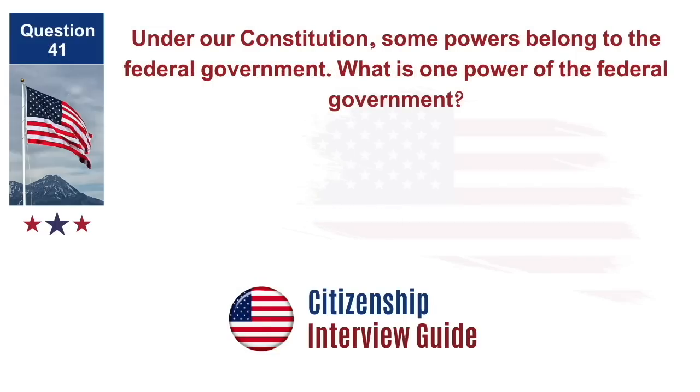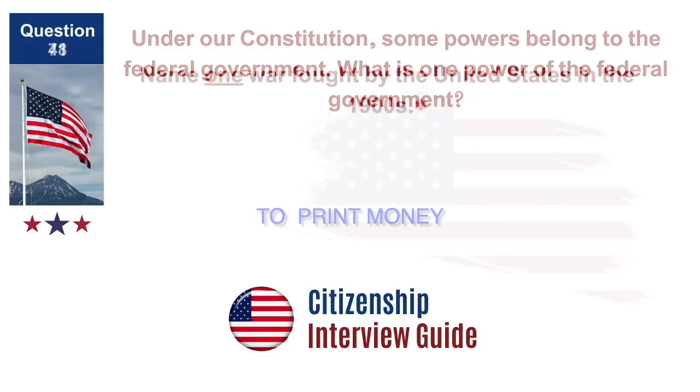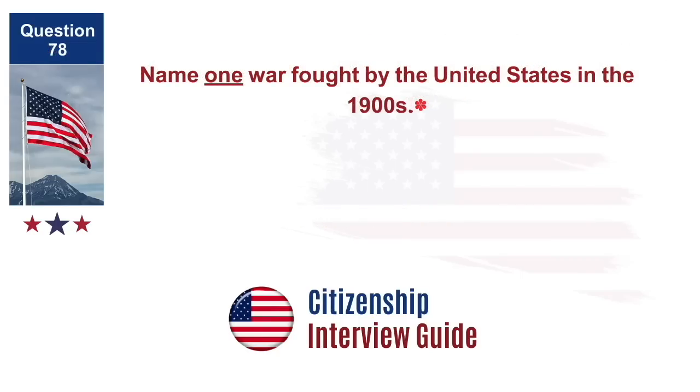Under our Constitution, some powers belong to the federal government. What is one power of the federal government? To print money. Name one war fought by the United States in the 1900s. World War I.